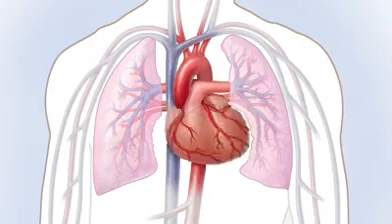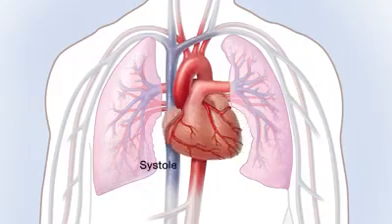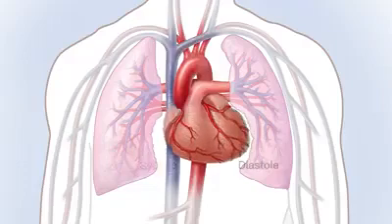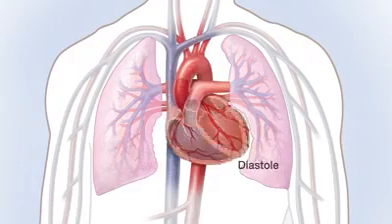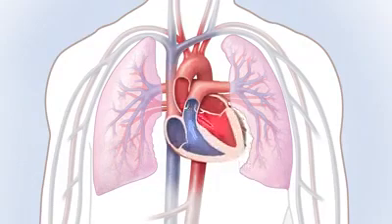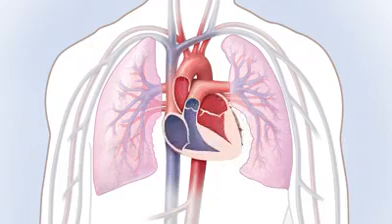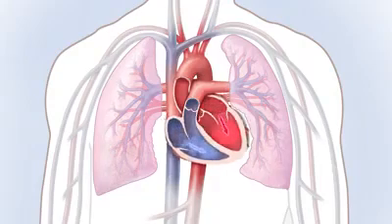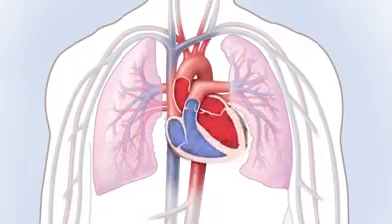A beating heart contracts and relaxes. Contraction is called systole, and relaxation is called diastole. During systole, your ventricles contract, forcing blood into the vessels going to your lungs and body. Your ventricles then relax during diastole and are filled with blood coming from the upper chambers, the left and right atria. Then the cycle starts over again.